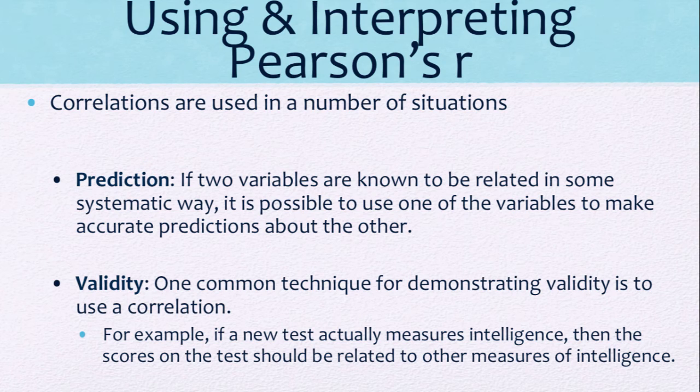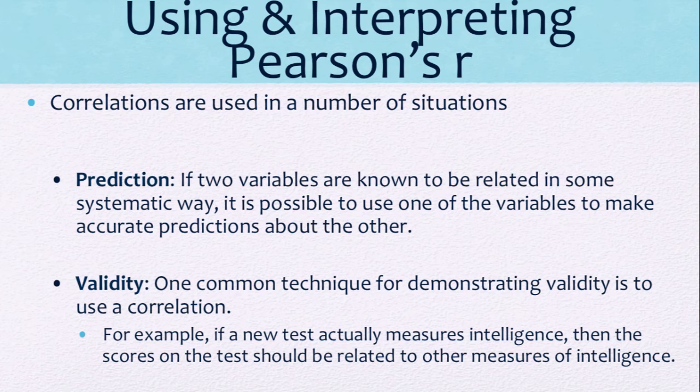When we're using and interpreting Pearson's r, there are a number of situations in which we could use this correlation coefficient. And there are 4 instances. 1, prediction. If two variables are known to be related in some systematic way, it is possible to use one of the variables to make accurate predictions about the other. And that's essentially the base of our regression analyses, which we are going to look at next.